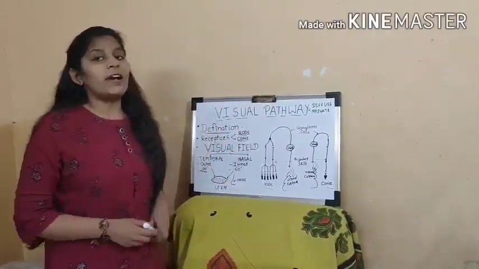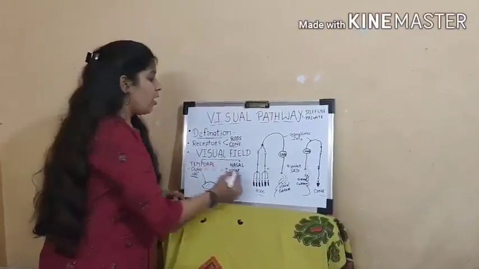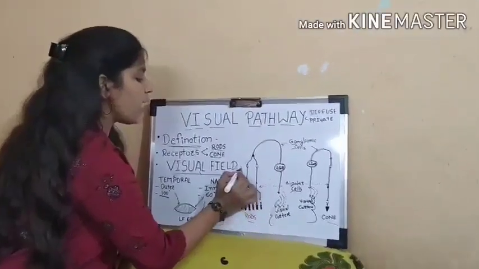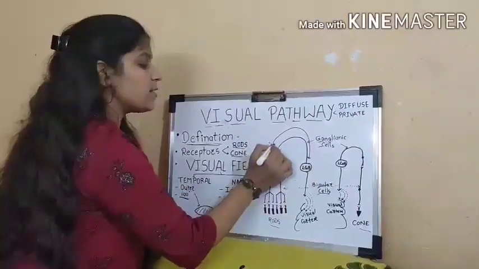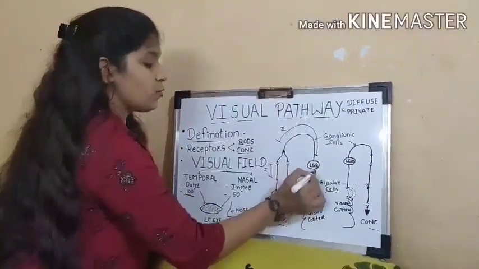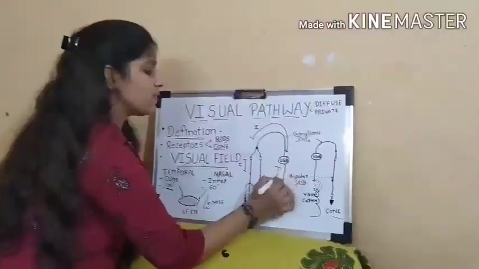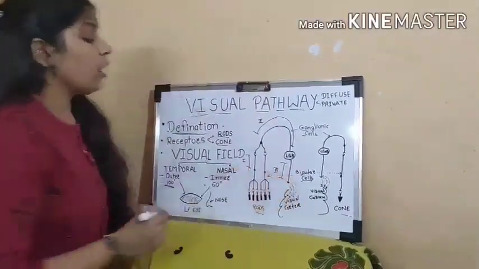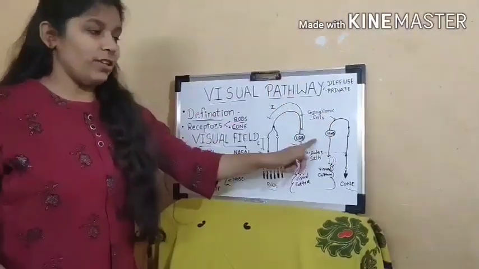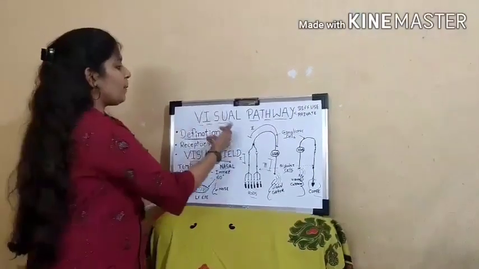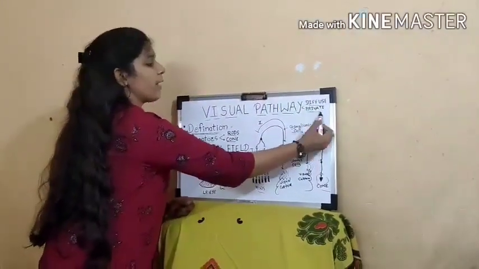Let's consider the visual pathway. In the visual pathway, we require three neurons: first order neuron, second order neuron, and third order neuron. The axons of bipolar cells act as the first order neuron. The axons of ganglionic cells act as the second order neuron. And the axons of the nerve cells arising from the lateral geniculate body act as the third order neuron. In the case of cone cells, similarly, we have first order, second order, and third order neurons. The visual pathway is again divided into two types. First is the diffuse pathway, second is the private pathway.